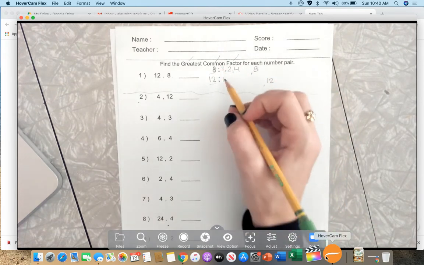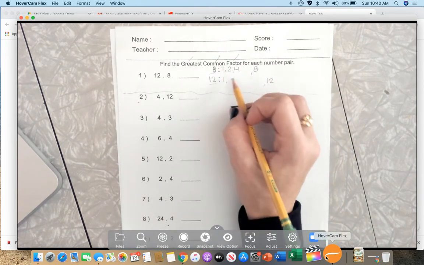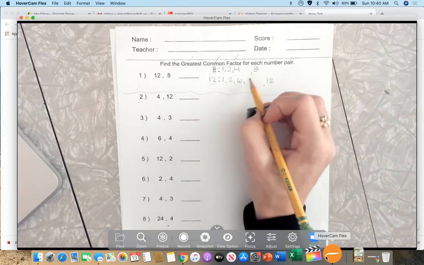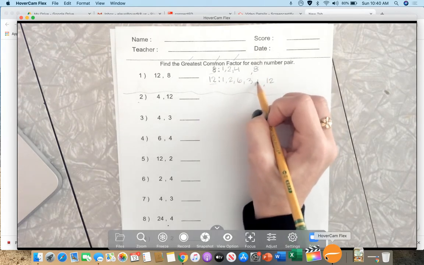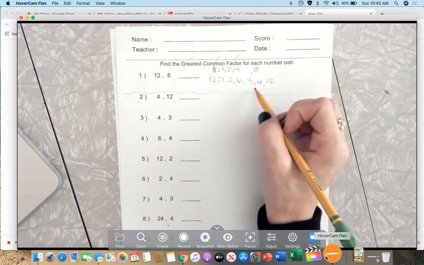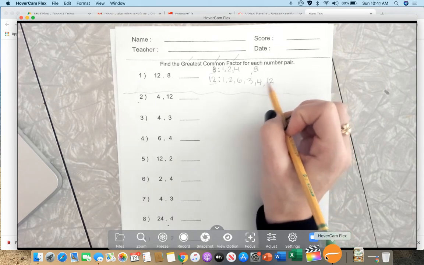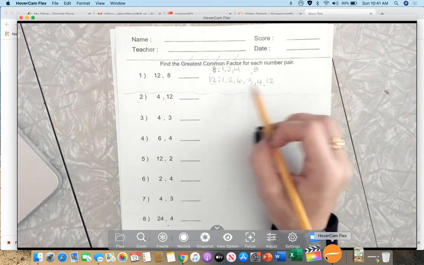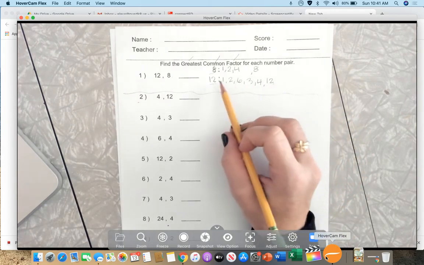Now I'm going to do the factors of 12. So I have 1 and 12. I know that 2 and 6 give me 12. I also know that 3 and 4 give me 12. 5, 7, 9, 10, and 11, all of those numbers before I get to 12, right? Because they have to be within 1 and 12. No other numbers between 1 and 12 will give me 12.